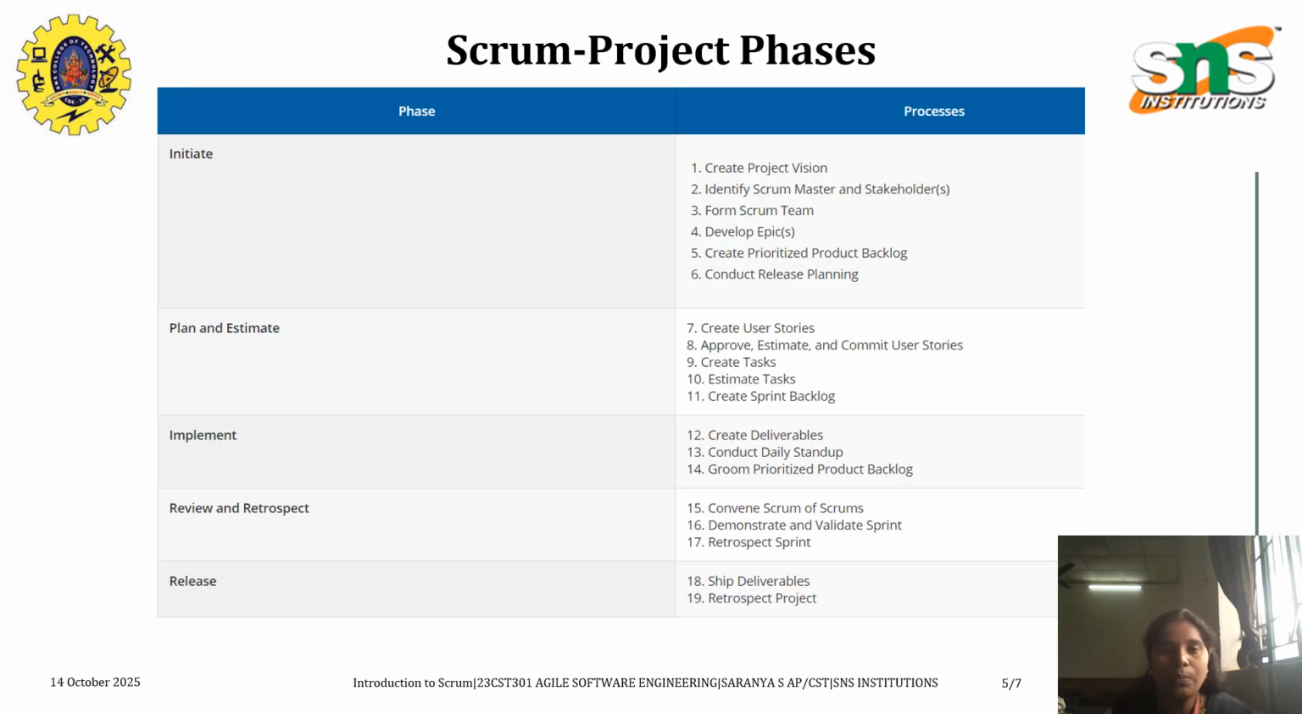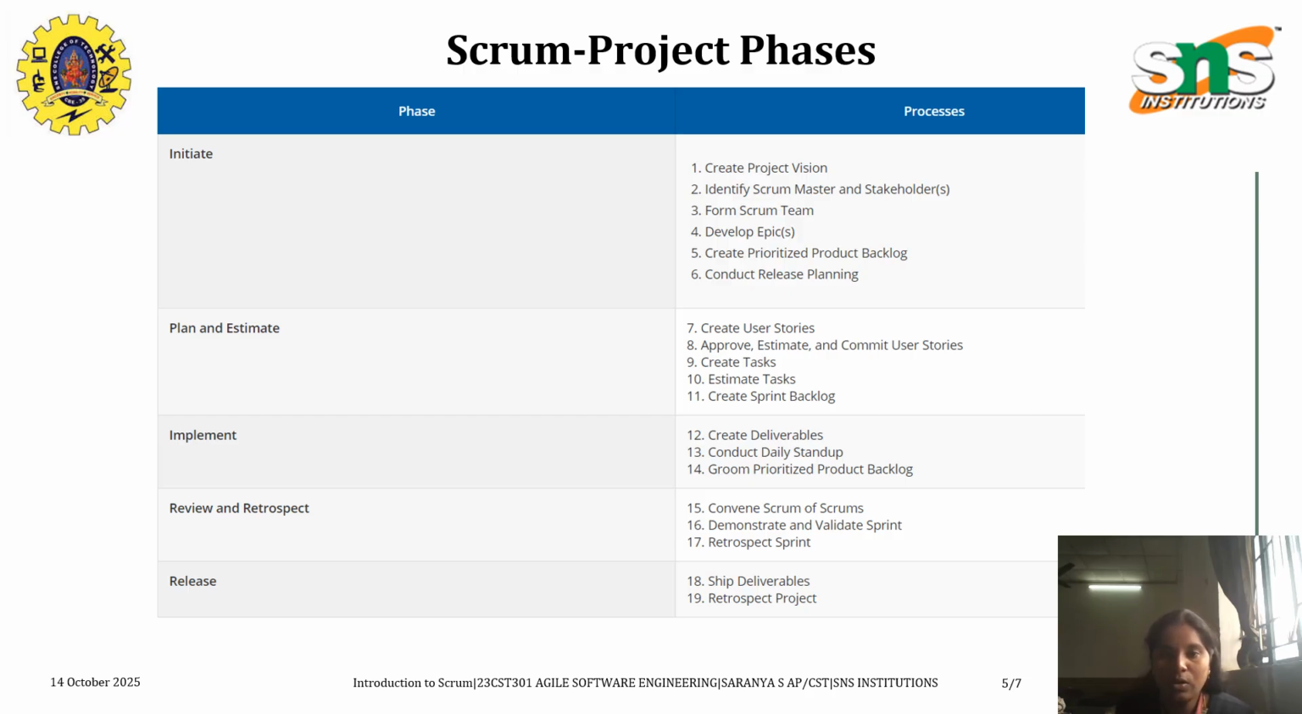And the Scrum project has five phases. The first one is initiate, the second is plan and estimate, the third is implementation, the fourth is review and retrospect, and the fifth is release.